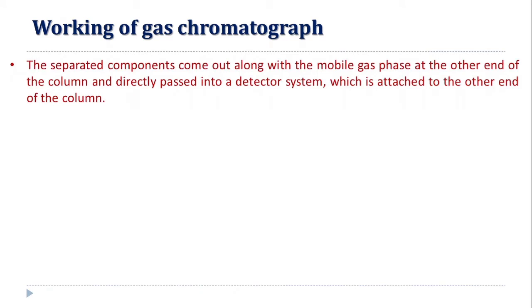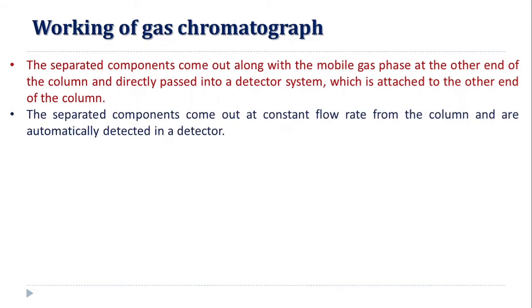The separated components coming out along with the mobile phase at the end of the column are directly passed into the detector, which is attached to the other end of the column. So whatever components are passing through this column along with the gas mobile phase are directly passed to the detector. So that detector detects and produces the data. The separated components come out at a constant flow rate from the column and are automatically detected by the detector.